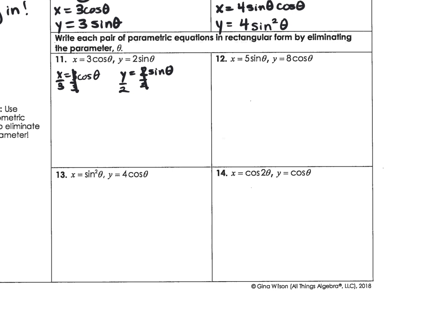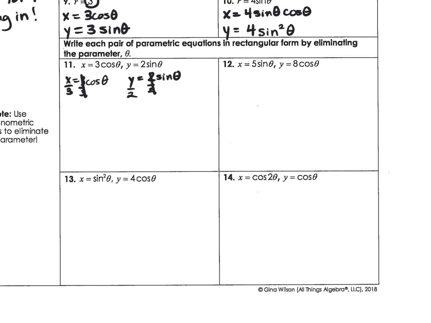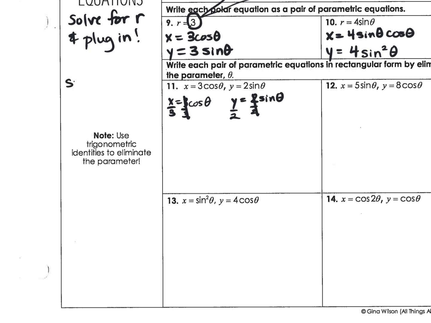Good. So now we have cosine theta and sine theta. But the cool thing is I don't have to solve for theta, because I know a Pythagorean theorem identity that says this: sine squared plus cosine squared equals... So now all I have to do is find cosine squared. If I square both sides of that, what do I get? And if I square sine, what do I get?